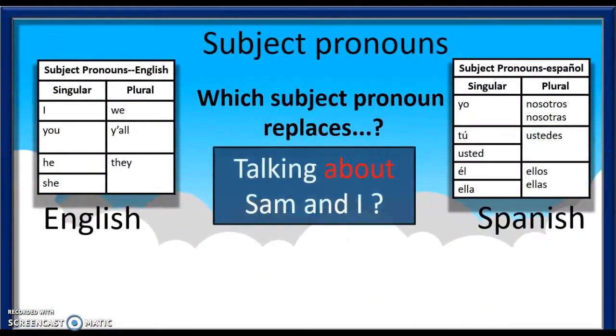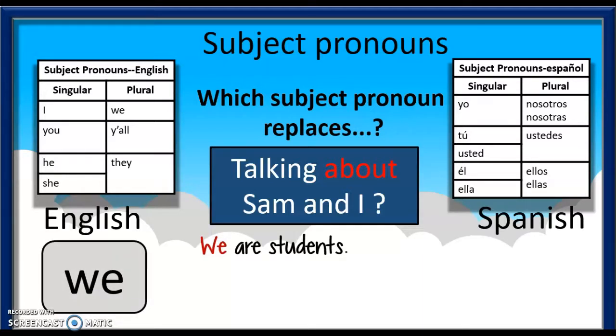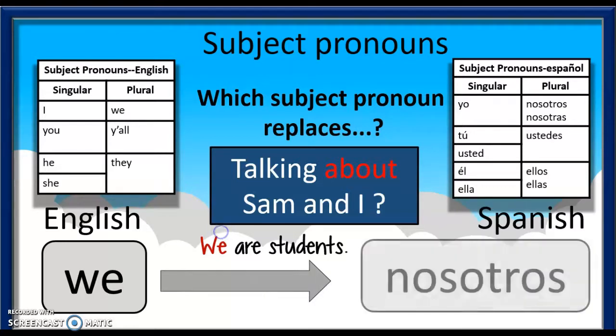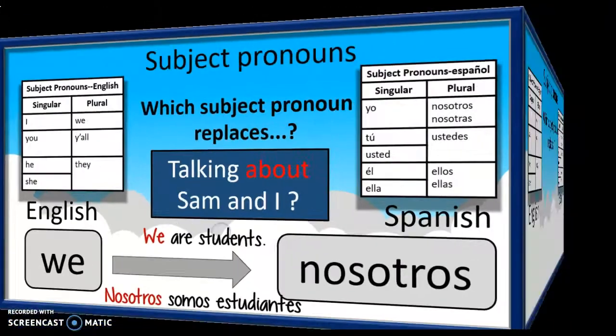Which subject pronoun would you use if you're talking about Sam and I? Well, in English, you would say we are students. The subject pronoun we used is we. And in Spanish, you would use nosotros, because Sam is a guy, and we don't know the gender of I, but we know that Sam is a guy. We're going to use nosotros, the masculine form, which is the one that you default to if you're not sure whether it's all guys or all girls. In Spanish, then you would have nosotros somos estudiantes.